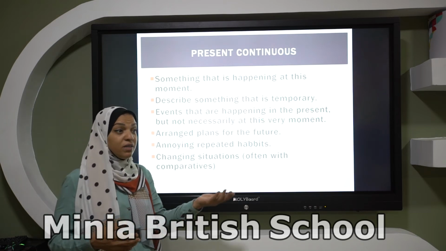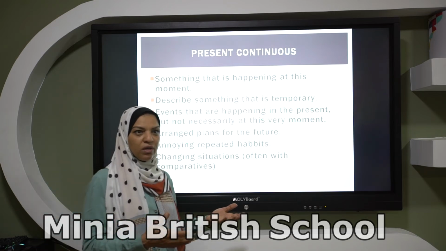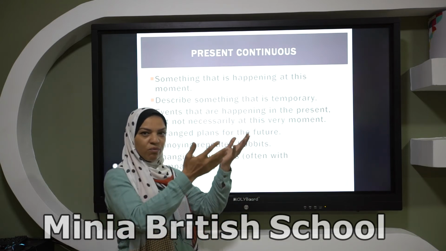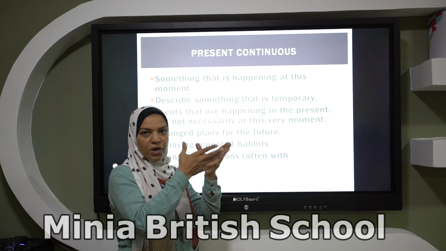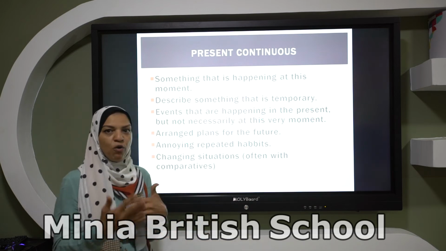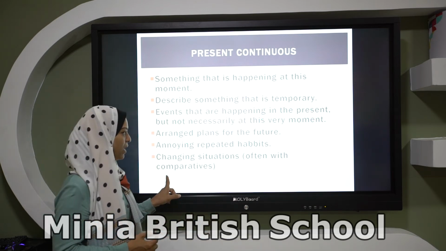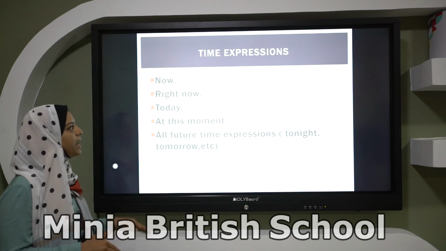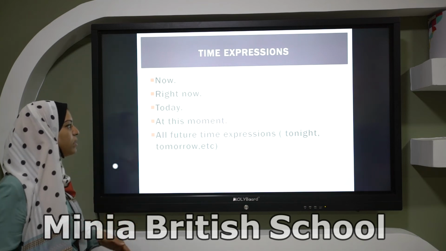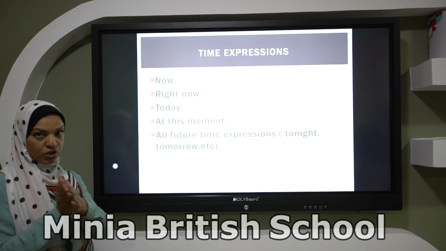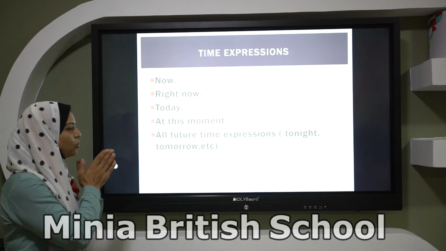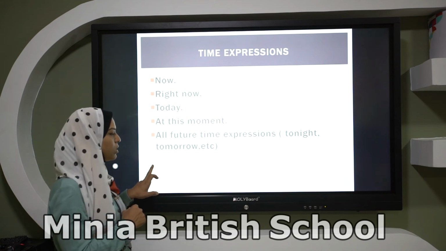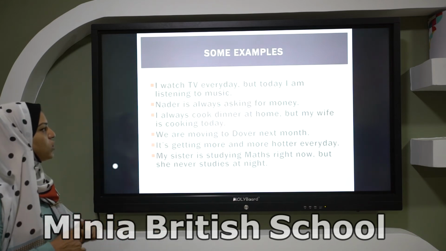For example, my little daughter is growing up more and more every day. It means the process of her growing up is changing and developing at the time. Now moving to the time expressions mentioned before, but mentioned again. Now, right now, today, at this moment, and all the future expressions concerning fixed future plans: tonight, tomorrow, next week, soon. All this can work with the present continuous with future meaning. And now we've got some examples.